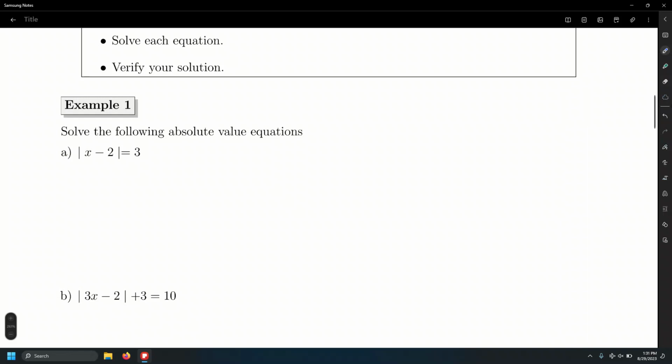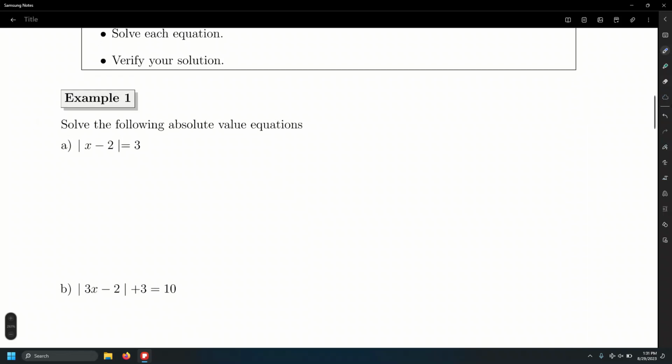So let me do one and then I'll let you work on the next one. So we have an absolute value equation. The first thing we do is isolate the absolute value term. And in this case, notice nothing is multiplying the absolute value term and nothing is extra or dividing the absolute value term. So we're ready to break this up into two separate equations.